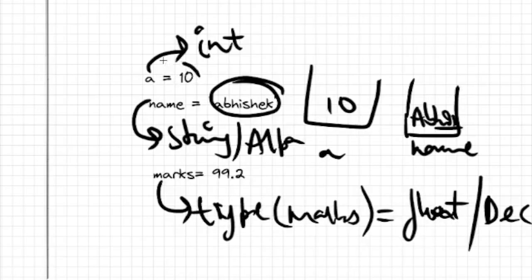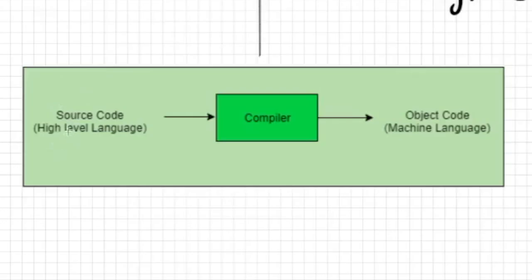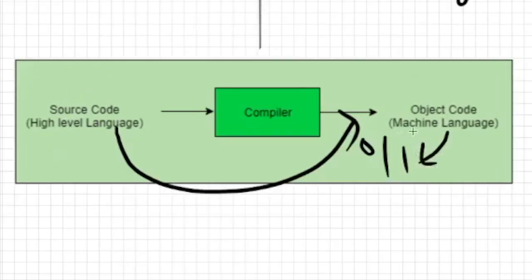We write a = 10 in our program. How does the machine understand whatever we write? This is our source code, or our program. Source code is converted to object code, that is zeros and ones. Zeros and ones are understood by the machine, but we don't understand zeros and ones. So assume we write a = 10 here. That is converted to zeros and ones, which the machine understands as the user telling it to assign 10 to a.